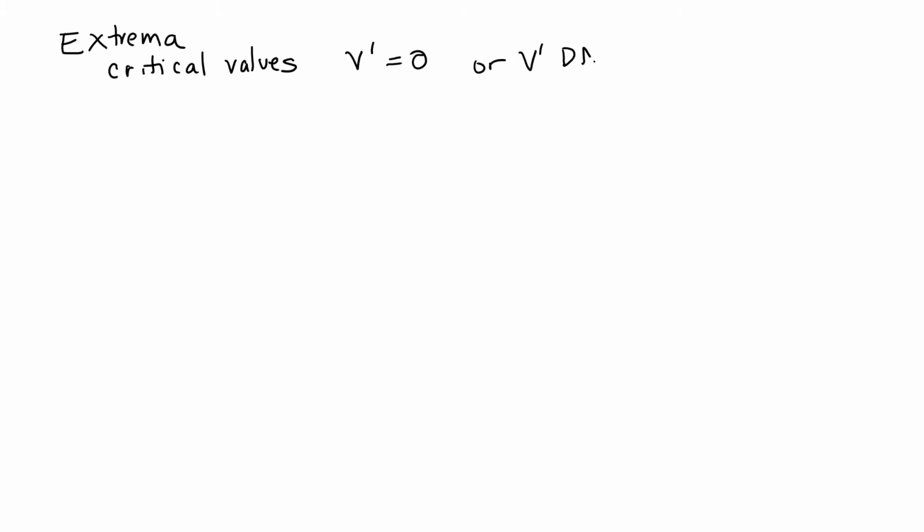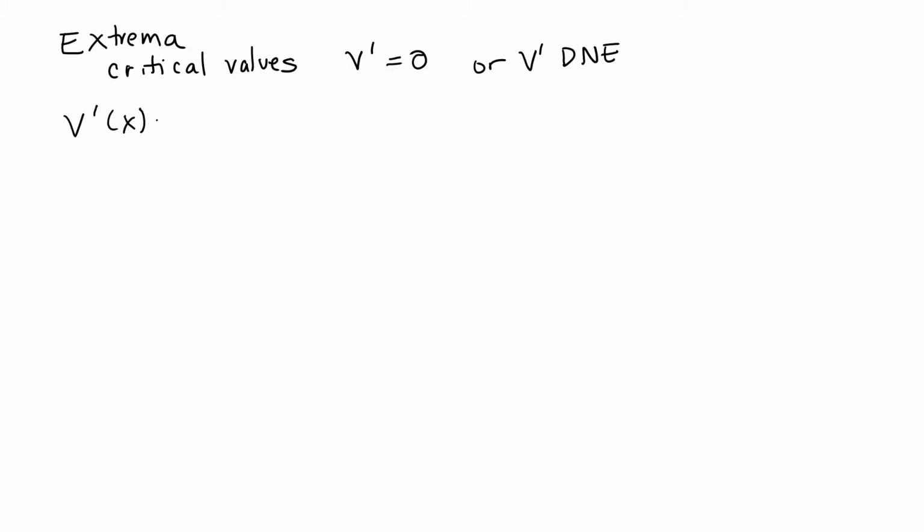Now we're ready to solve for the extrema. That is, we want the local min, local max, we want the max. To get the extrema, we always start by finding critical values. And critical values are where the derivative equals 0 or the derivative does not exist. Either way, we have to find the derivative first. So let's take the derivative of the function we just obtained.